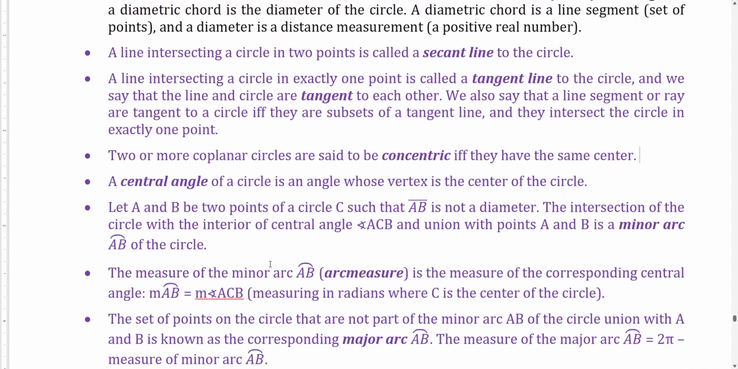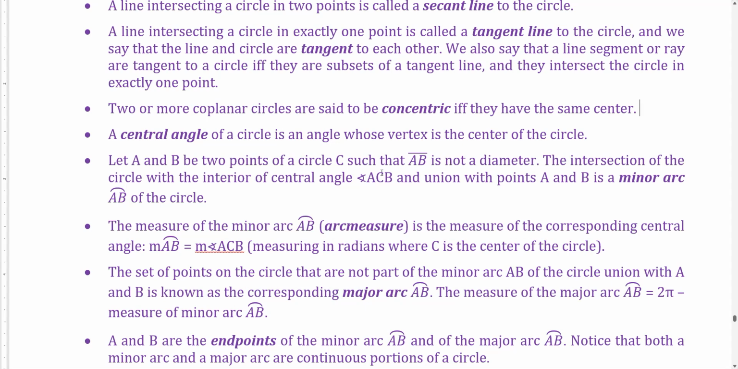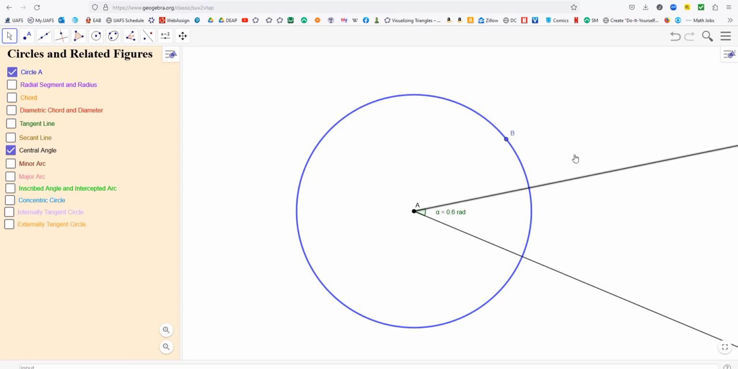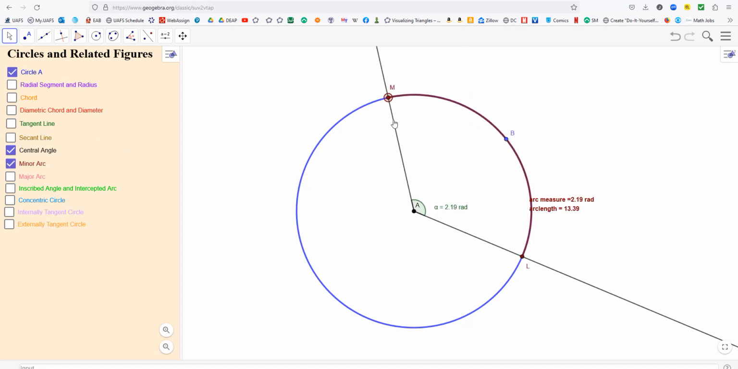A central angle of a circle is an angle whose vertex is at the center of a circle. Look at that. So here's a central angle. Of course, like any angle, it is the union of 2 rays with a common endpoint. The common endpoint just has to be the center of the circle. These are the points that control that.